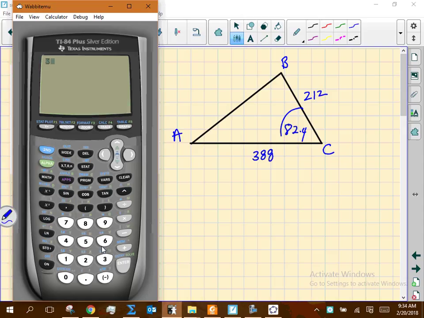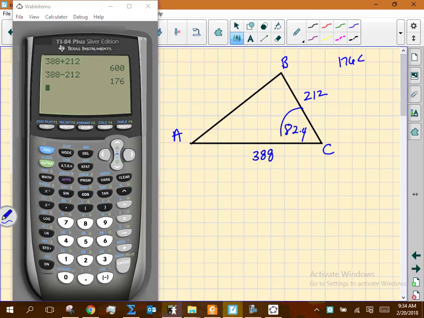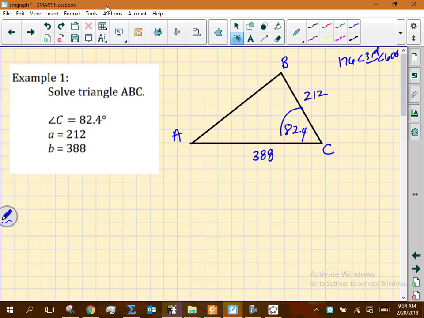Should be in the range of 388 plus 212, so 600, and 388 minus 212, 176. So my answer should be between 176 and 600. Now, is that something that you're going to do every single time? Probably not. But it is something to think about as we get answers, start getting values, and we use our calculator. Because what if I get a number outside it?